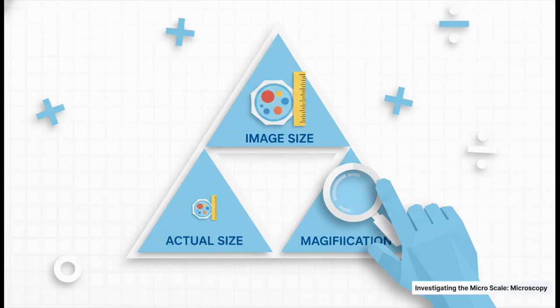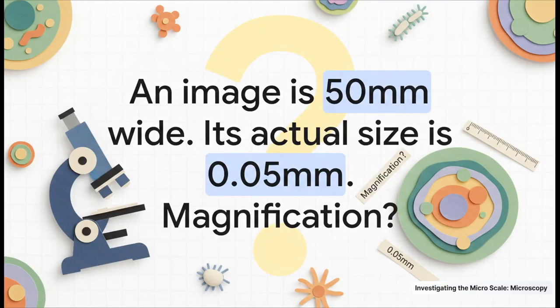To make rearranging that formula an absolute breeze, use this formula triangle. A good way to remember it is IM. Just cover up the letter you want to find, and the triangle tells you exactly what to do. So if you want to find magnification, cover up the M, and you're left with image size divided by actual size. Easy.